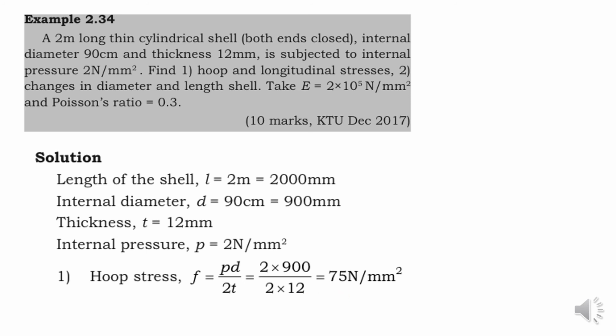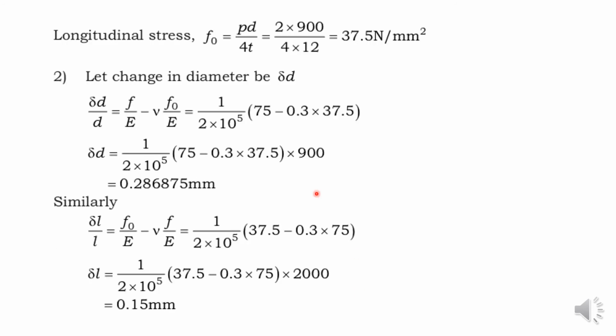Now we have to find out the value of longitudinal stress. So what is the equation? It is PD divided by 4T. So longitudinal stress is equal to PD by 4T. So 2 into 900 divided by 4 into T, that is 12, the thickness, which is equal to 37.5 Newton per mm square. Now you have to find out the change in diameter, that is delta D.